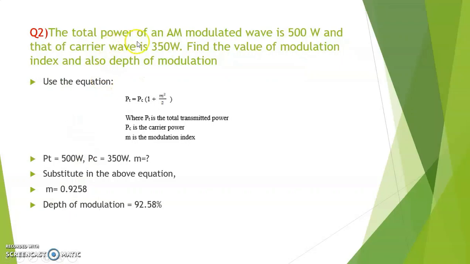Next problem. The total power of an amplitude modulated wave is 500 watts and that of the carrier wave is 350 watt. You are asked to find the value of the modulation index and also the depth of modulation. So you can use the expression PT is equal to PC into 1 plus m squared by 2. So if the total power is equal to 500 watt and carrier power is equal to 350 watt, what is M? So you can substitute in this equation, rearrange and find the expression for M. So that is given by 0.9258. Now in order to find the depth of modulation, you just have to convert this into percentage, which is given by 92.58%.